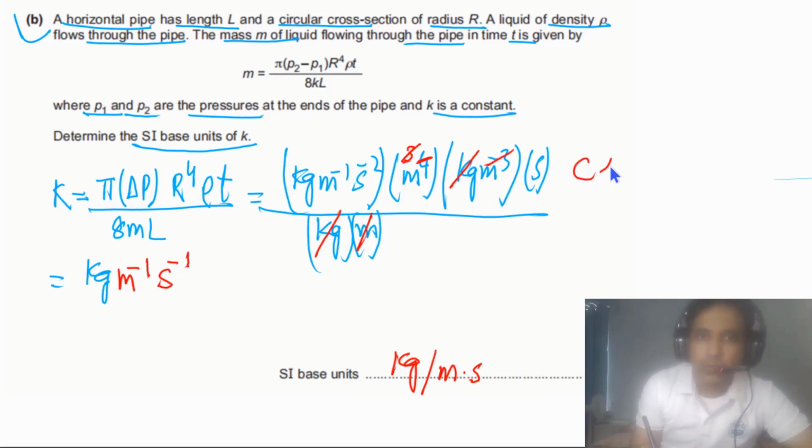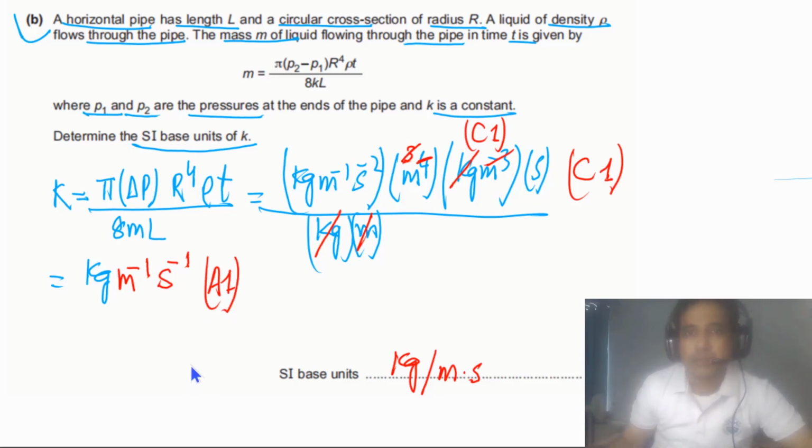So you will get 1 C mark, and the other C mark you will also get if you have written the units for density. You will get 1 C mark here as well. So you will get 2 C marks if you have written this part of the question, and the last mark is the answer mark. If you have got the right answer, you will get 3 marks.